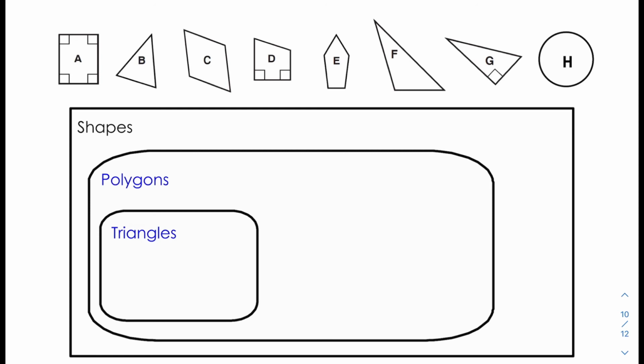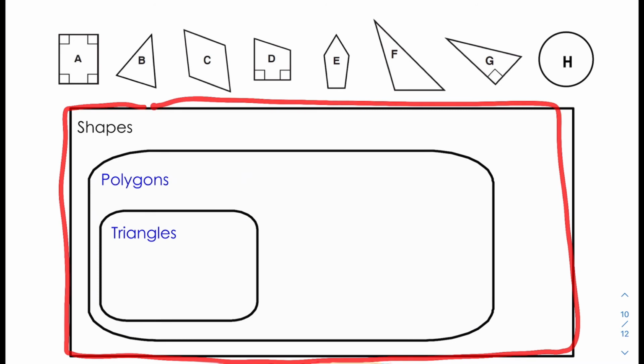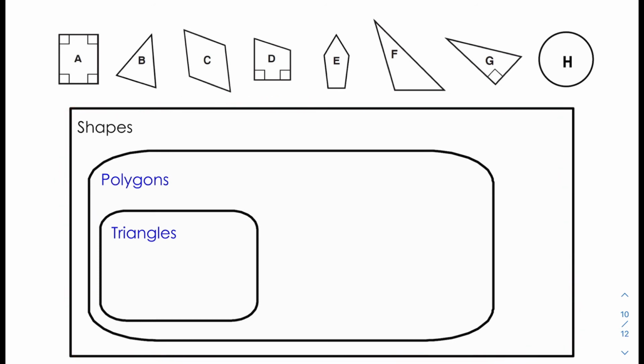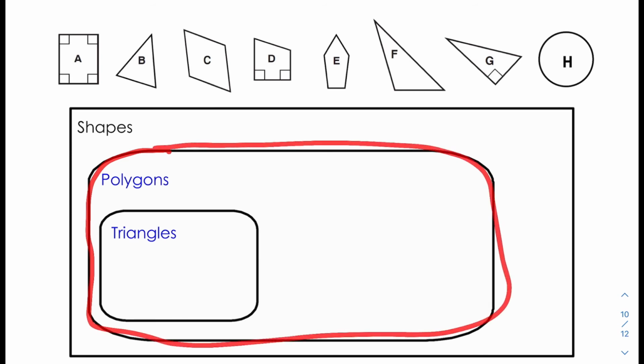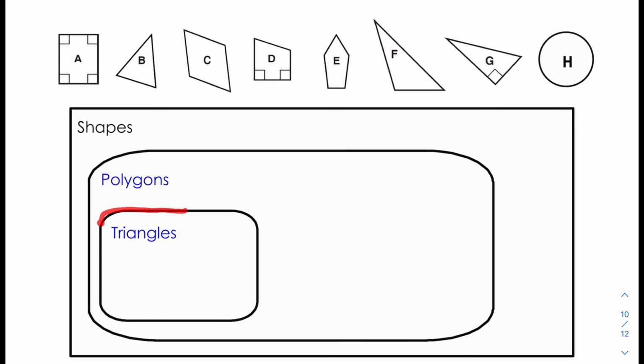Sometimes we draw a Venn diagram with no empty regions. So everything in this area is a shape, including the polygons and triangles. Everything in this area is a polygon, which includes triangles, and everything in here are triangles. And triangles are polygons, and they're also shapes.